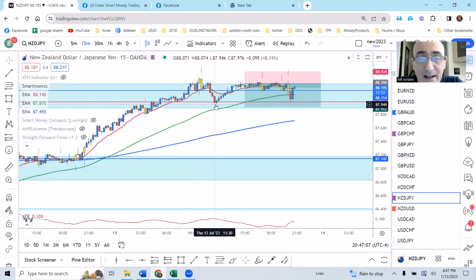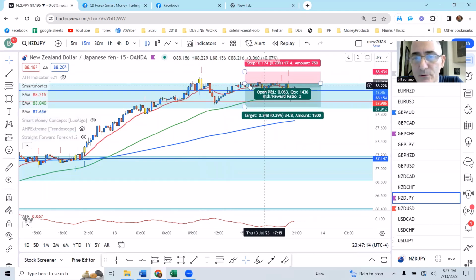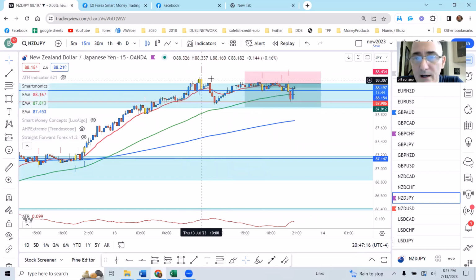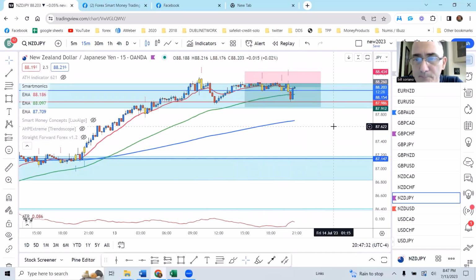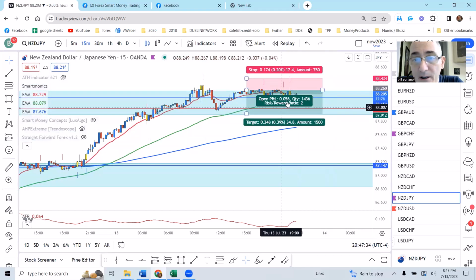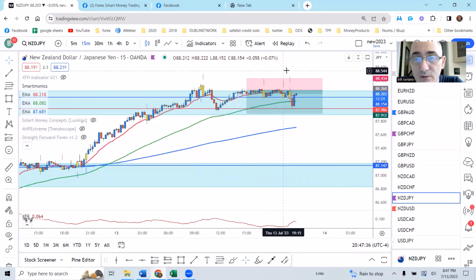We get just barely a break of structure or a choke right here. And then price comes back basically to this order block right here. And we did have a nice shift candle, this yellow candle, giving us another confirmation that this was going to be going down. Okay, you see you have several down shift candles here. Those are the yellow shift candles with the red lines above them. And so right now, price is in profit. Again, this is just risking 17 pips to try to get 34.